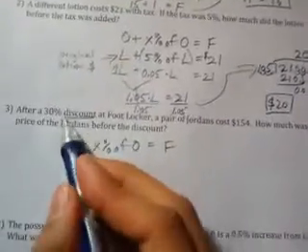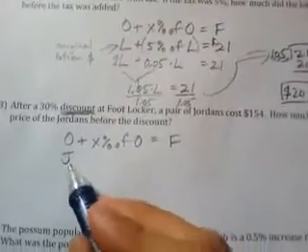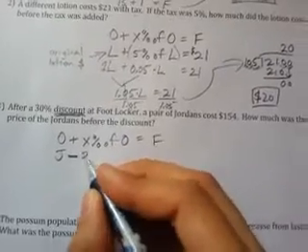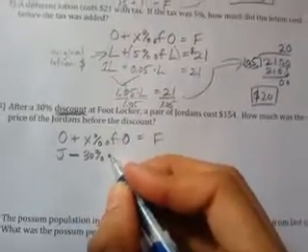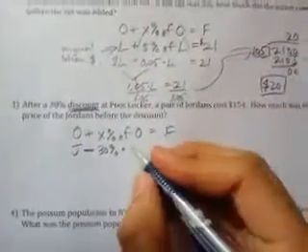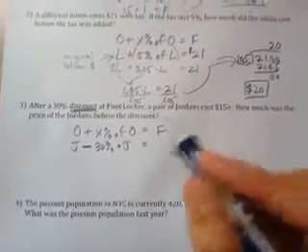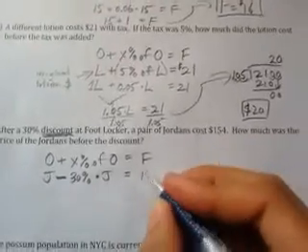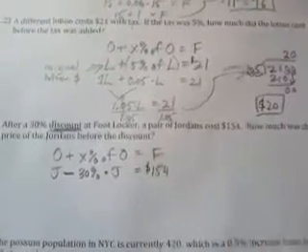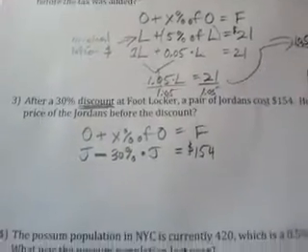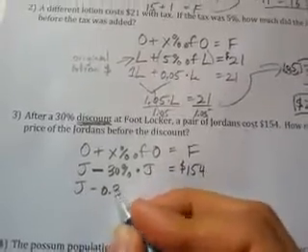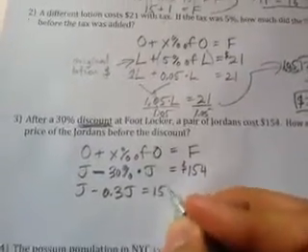So what was my original? I don't know. I'm talking about Jordans, so I'm going to put J. In this case, it says discount. So that means from the original amount, I'm taking away whatever percent, which in this case is 30% of the original. I don't know the original. But I know it says after the 30% discount, it costs $154. So the $154 is after the discount happened. And so what do I get? I'm going to say J minus 0.3J is equal to 154.